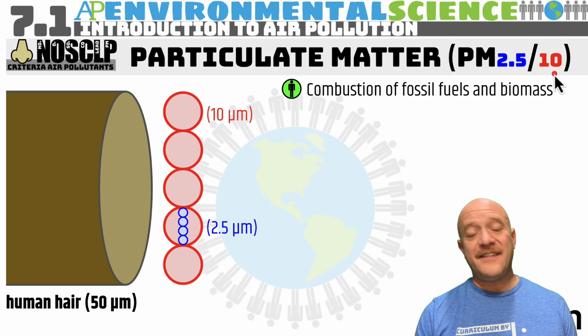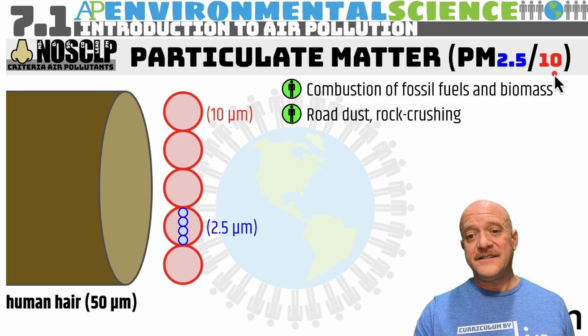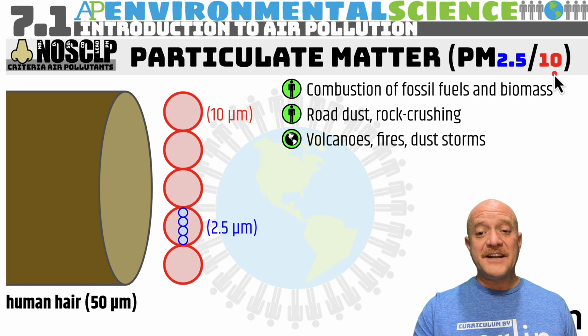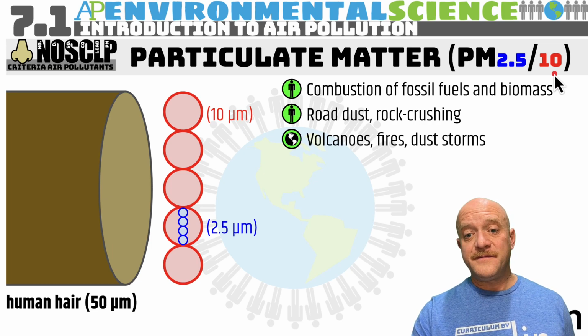Anytime we're burning anything, the smoke, the soot, that is particulate matter. It can also come from road dust and crushing rocks, like during construction. Naturally, it can come from volcanic eruptions, forest fires, or dust storms.